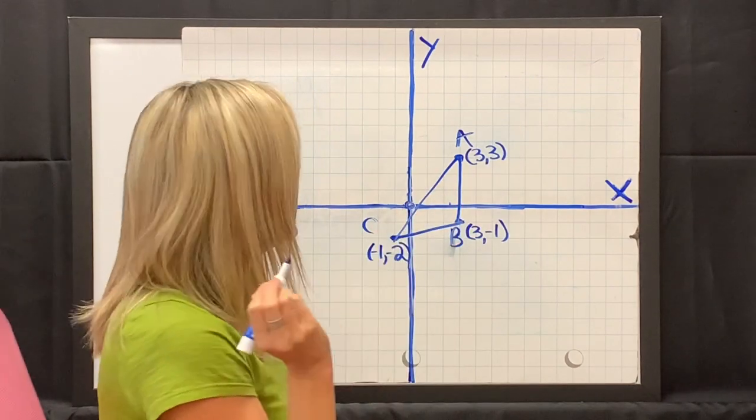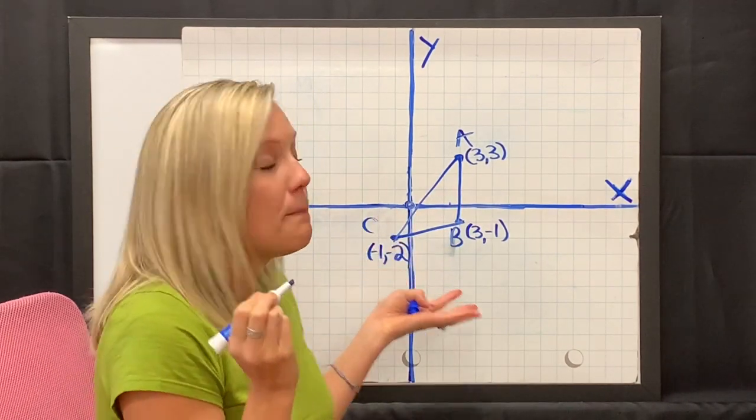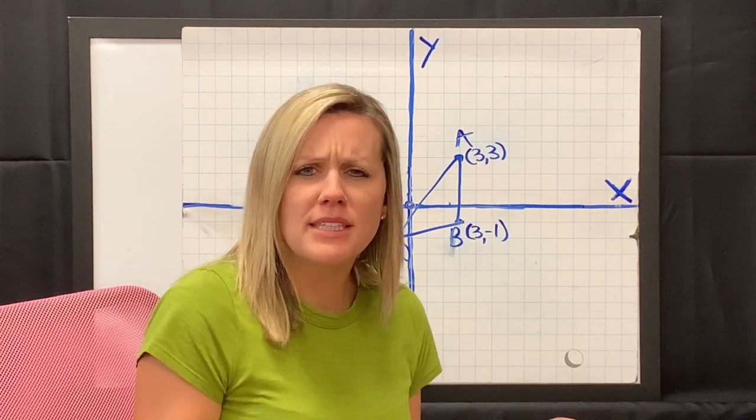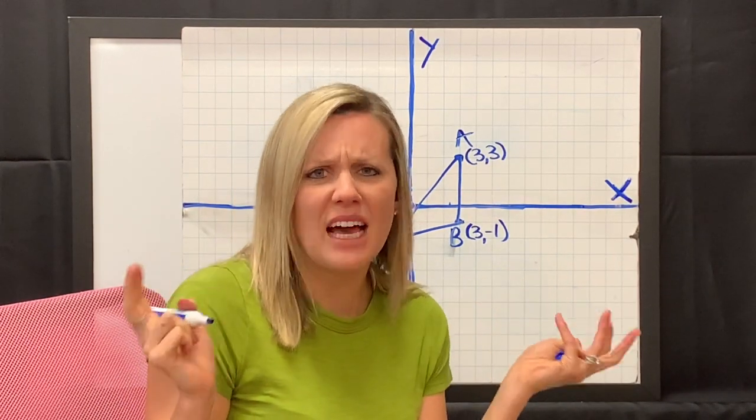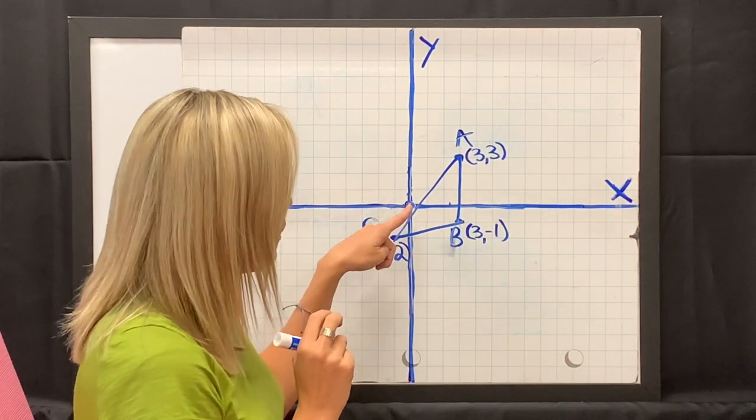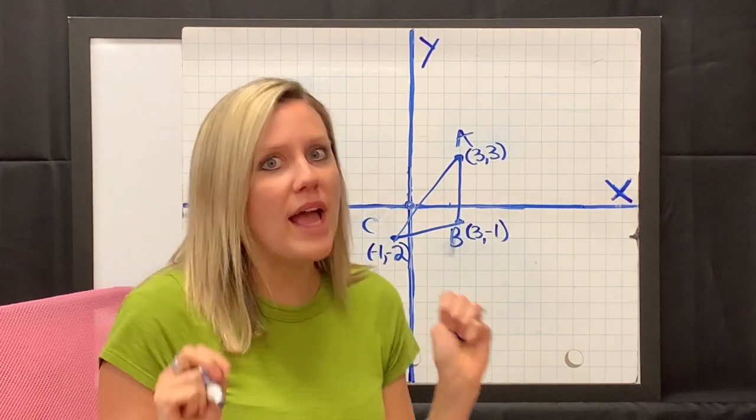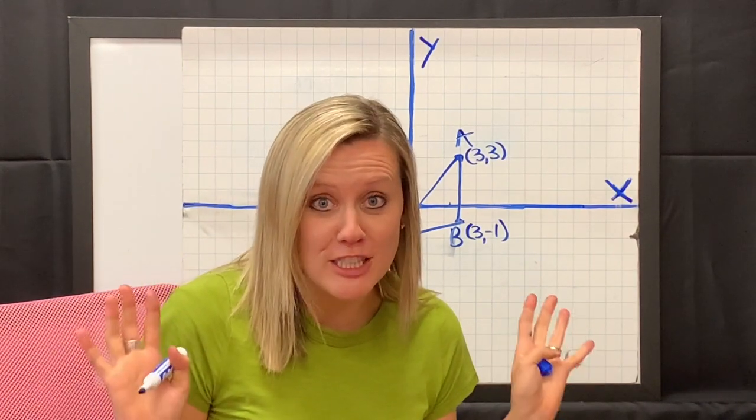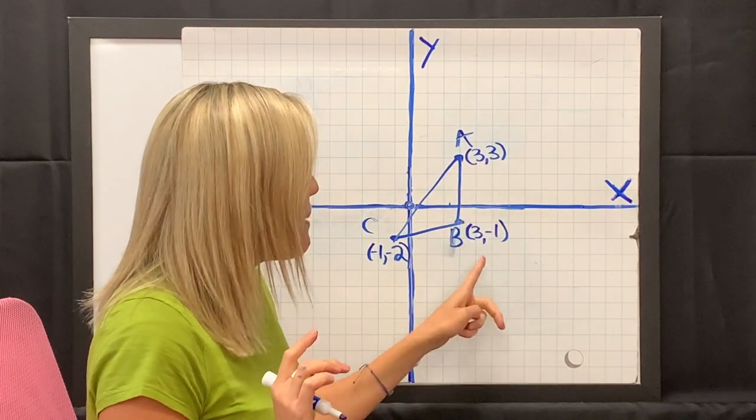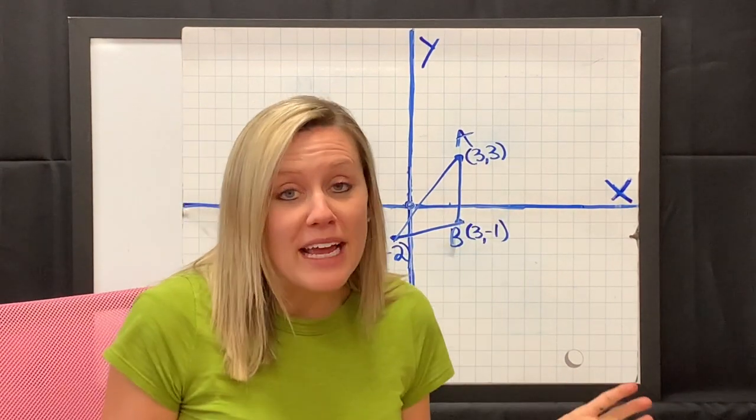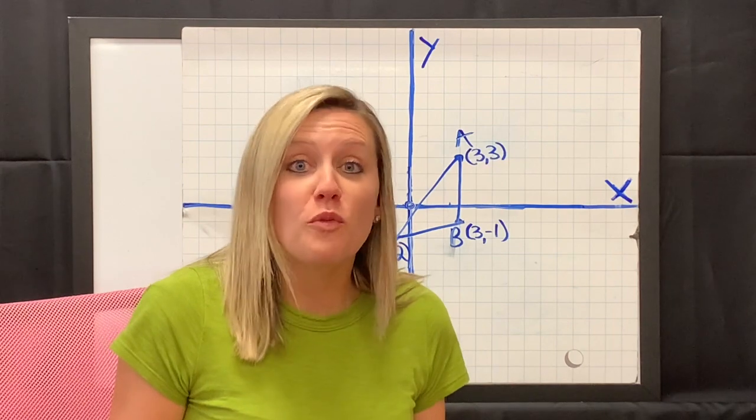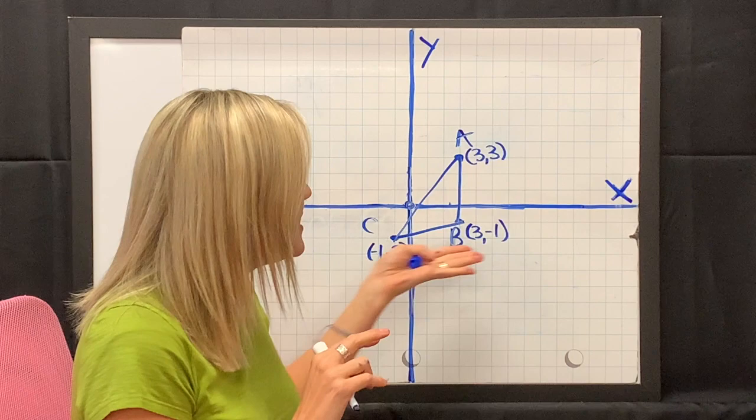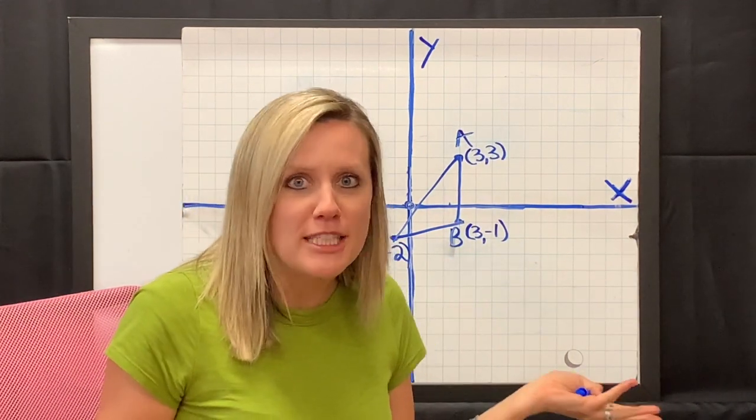All right, so we're going to dilate this shape by 2 with our center being the origin. Sometimes they use the word about the origin, but that means the same thing. That just means we're growing from this point. So when that happens, it's magical. All you have to do is take each number and multiply it by the scale factor. So if we are going to do a scale factor of 2, I am just going to take each of these coordinates and I'm going to multiply them by 2.